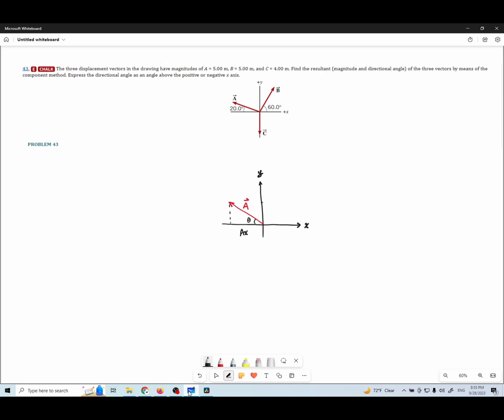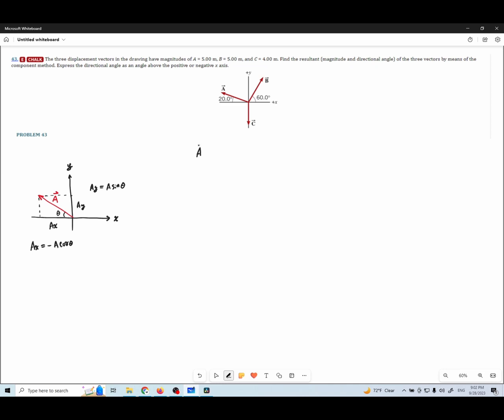Therefore, ax is equal to the negative of a cosine theta, where theta is 20 degrees. The projection of the vector A on the y-axis is the same as the side which is opposite to the angle theta, and it falls on the positive y-axis. Therefore, ay is equal to a sine theta. The other two vectors are more straightforward.